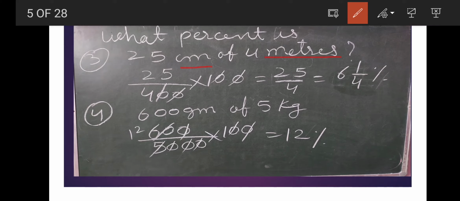600 gram of 5 kg. So again the units are different. What will you do? You will make the unit the same. And how will you make the unit the same? By converting. It will be easy here when you convert this kilogram into gram, because 1 kg is equal to what? 1 kg is equal to 1000 gram. So 5 kg will be equal to 5000 gram. Like this you will do the calculation as I have done here, and you will get the answer 12%.